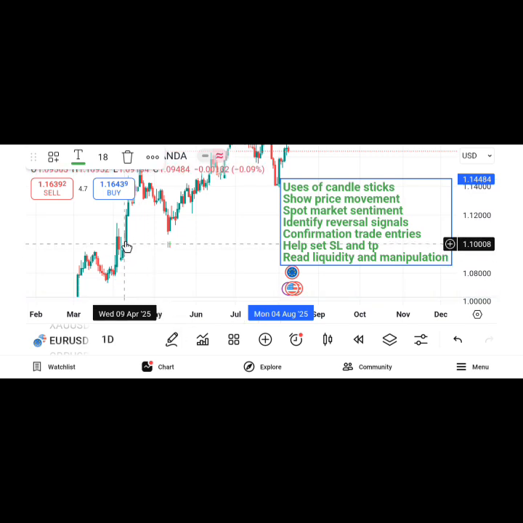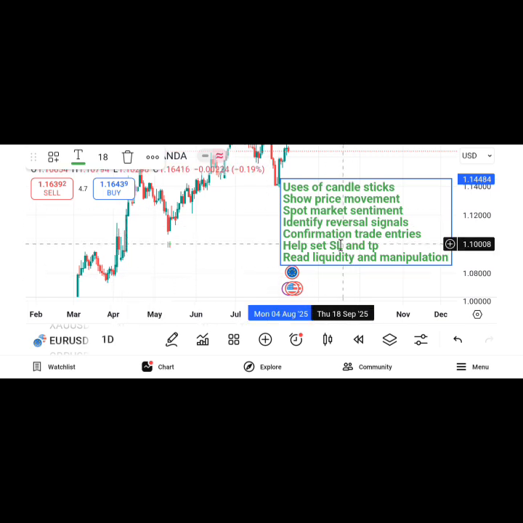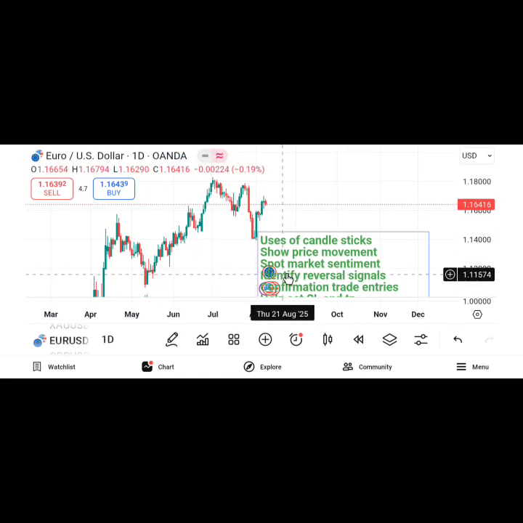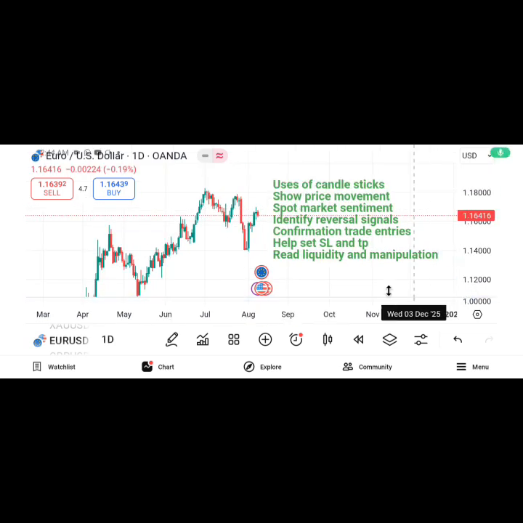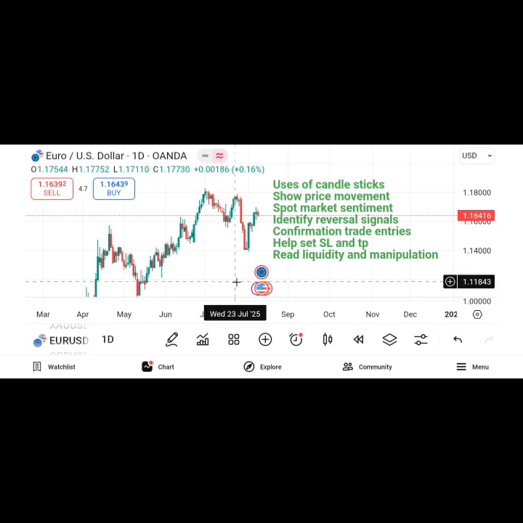Just the way we see each green candle means bullishness, means the market is bullish. It can be used to identify reversal signals, to confirm trade entries, to help set SL and TP, and you can use it to read liquidity and manipulation. These are the uses of candlesticks. Then we have common candlestick patterns that you can use to identify reversal signals, confirm a trade entry, or read liquidity or manipulation.